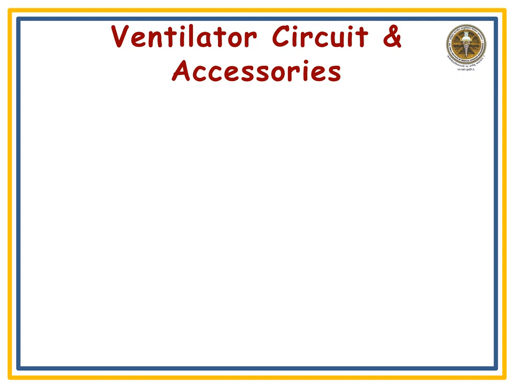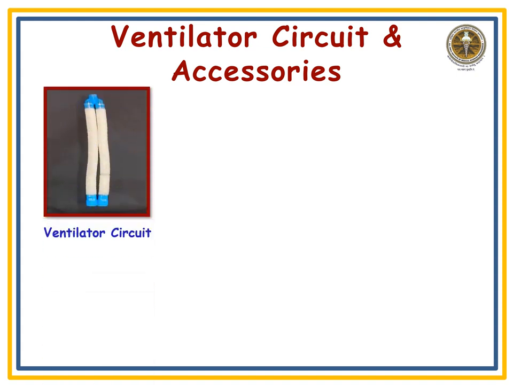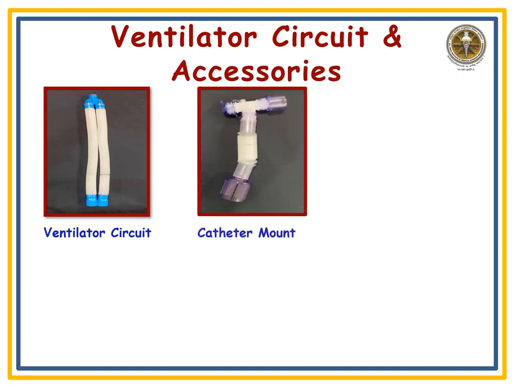So how will we deliver the mechanical ventilation? We need a ventilator circuit and some accessories to set up a closed ventilator circuit system. First one is the ventilator circuit. The ventilator circuit has two limbs, one is the inspiratory limb, another is the expiratory limb. The inspiratory limb gets connected to the inspiratory port which is available in the assembling unit of the ventilator, and the expiratory limb gets connected to the expiratory filter which is already present in the assembling unit of the ventilator.